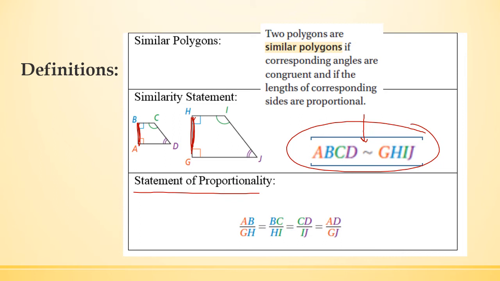And I would note that they are consistent, okay? So AB was on the top in the numerator there. So BC would have to be, and CD would have to be, and AD. So notice that they didn't try to flip it or anything there.